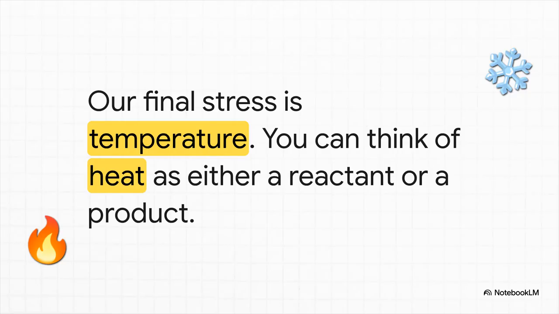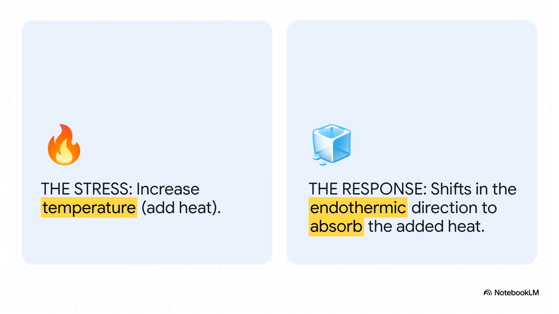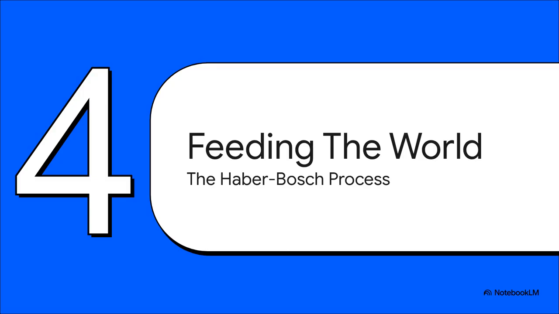And the last major stress we can apply is temperature. The easiest way to think about this is to imagine heat is either a reactant or a product. Some reactions give off heat, and some need to absorb it to happen. So it follows the same logic. If you add heat by cranking up the temperature, the equilibrium will shift in the direction that soaks up that extra heat. That's the endothermic direction. And if you cool the system down, it'll shift in the direction that creates heat, the exothermic direction, to try and warm itself back up. It always fights back.